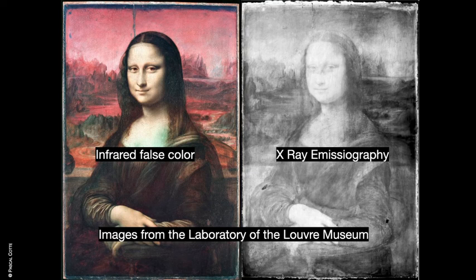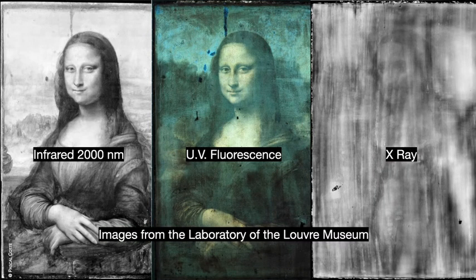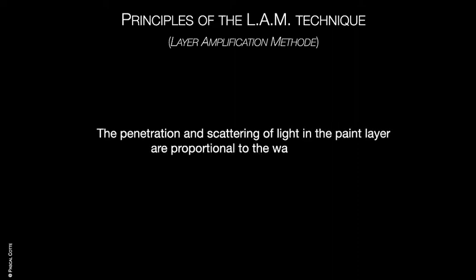Today, all museum laboratories use traditional scientific imaging techniques to study paintings. Techniques based on infrared, fluorescence, ultraviolet, or X-ray. They are very useful, but sometimes insufficient to understand the works, especially for the Mona Lisa. I designed the LA.M technique based on this optical and physical principle illustrated on this slide.